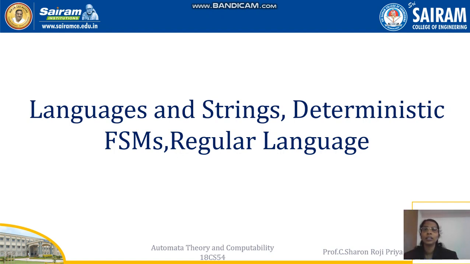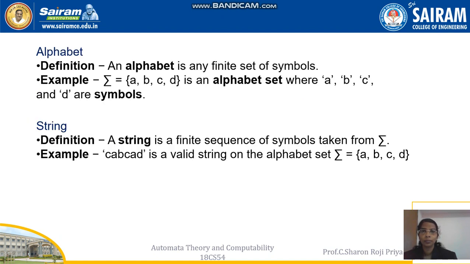Hi students, in this video we'll discuss a few definitions. First, what is an alphabet? If I take English as a language, I have a set of 26 symbols as an alphabet. So an alphabet is a finite set of symbols. The notation for this alphabet is sigma, and here sigma equals {A, B, C, D}. So I have four symbols: A, B, C and D.